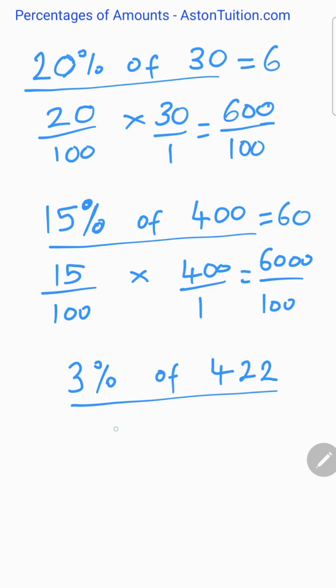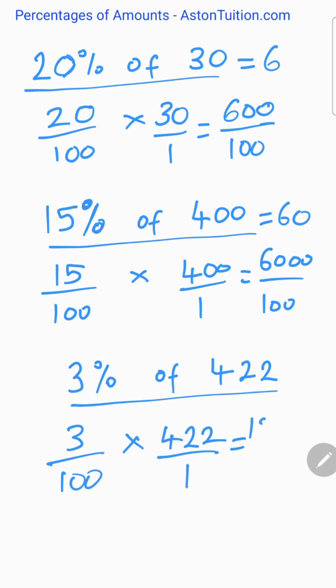And then the third question, 3%. So 3 over 100 multiplied by 422 over 1. 400 times 3 is 1200, and then 22 times 3 is 66. So 1266 divided by 100. So the answer for that one is 12.66.